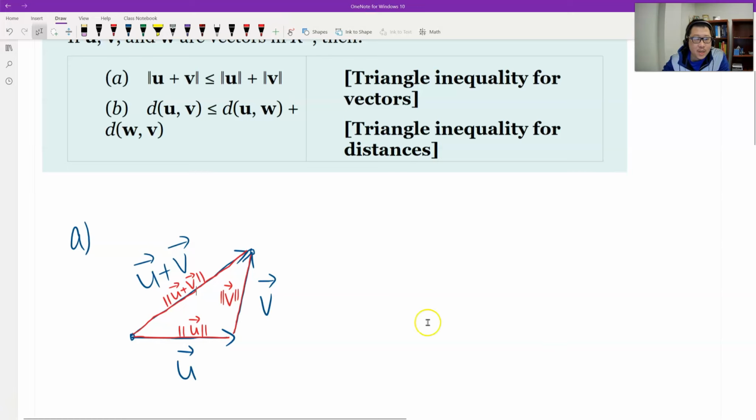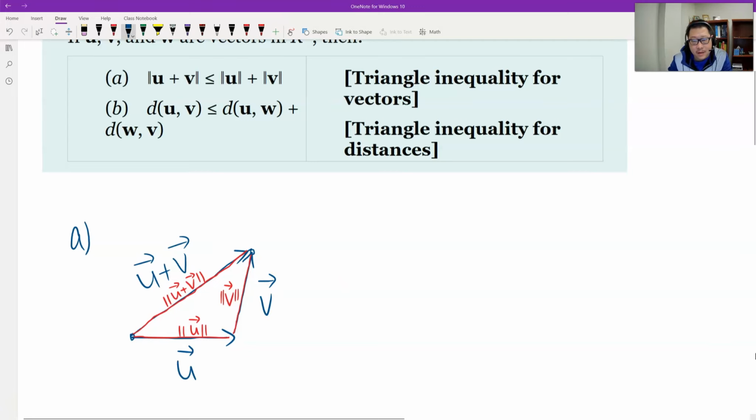So it is easy to see that the sum of the norms should be greater than or equal to the norm of u plus v, with equality in case they overlap. If they cannot form a triangle, they overlap, and in that case they're equal. Otherwise, the sum of two sides should be greater than the third side. This is A. But in n-space, we have to prove it. And then B. What is B?